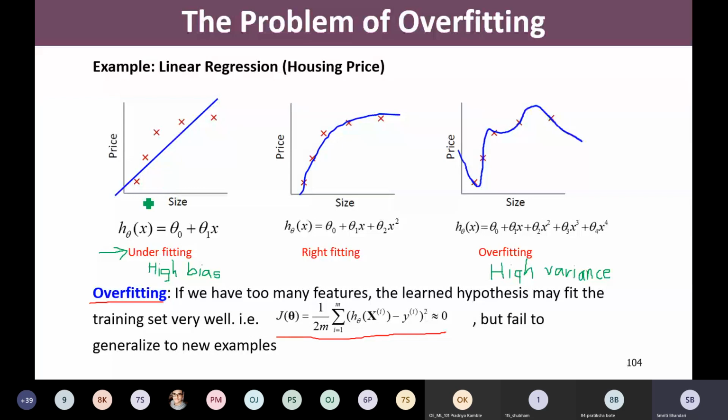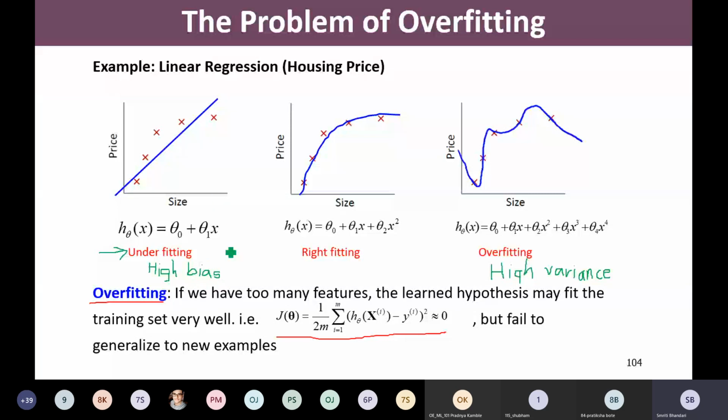But if we look at this particular line and the actual data points, we may find that this line may not be the best fit. It has high bias. We say that it is underfitting, having high bias. What do we mean by that?